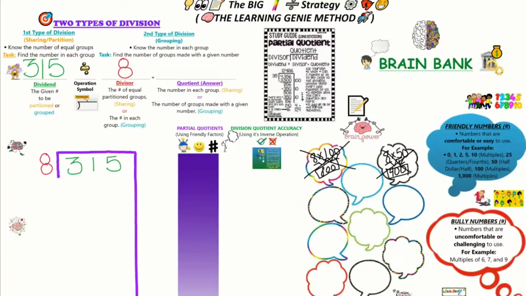So now I will try a new friendly number, and I will try 30. Let's try 30. 8 times 30 equals 240. Okay, let's try that. Is 240 less than 315? Yes, it is. So therefore, this is a number I can use for my division strategy.